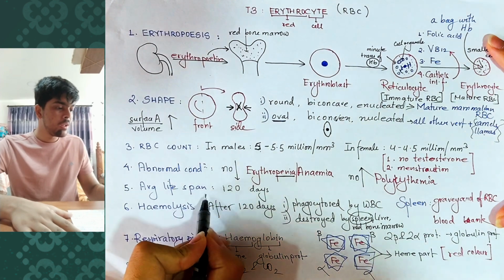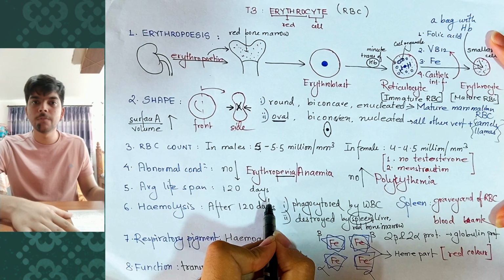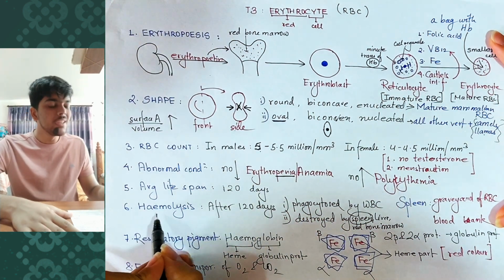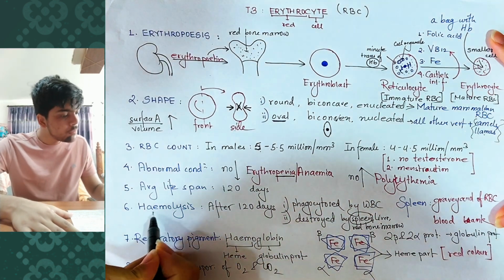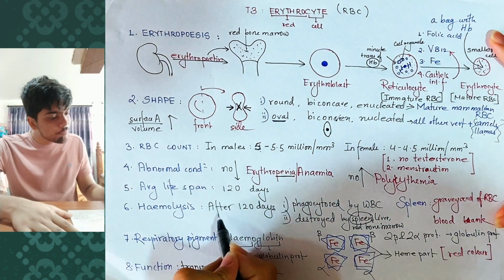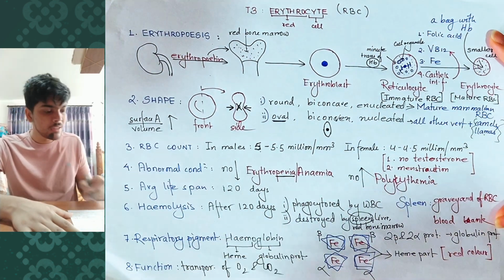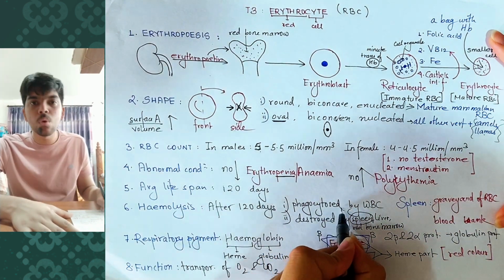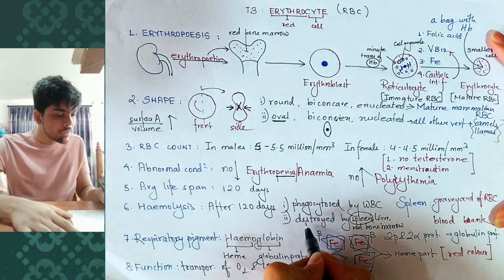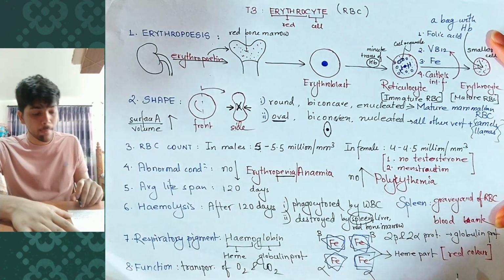Average lifespan: after 120 days, red blood cells have become old enough to get destroyed. They get destroyed by the process of hemolysis, where hemo refers to blood and lysis refers to breakdown. So after 120 days, the red blood cells first get phagocytosed or eaten up by white blood cells, and then the remaining portion gets destroyed by spleen, liver, red bone marrow, etc.